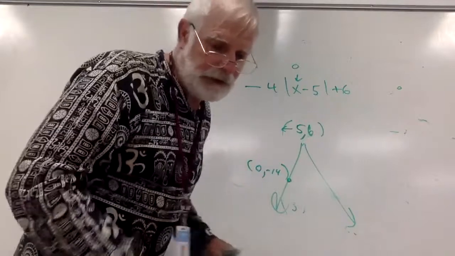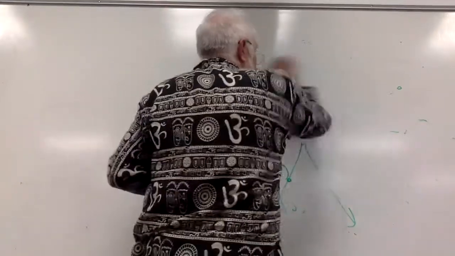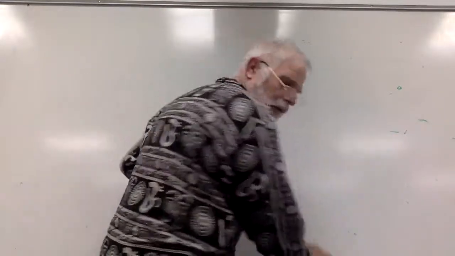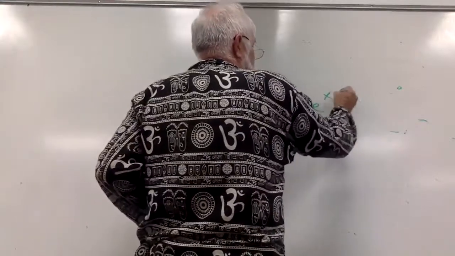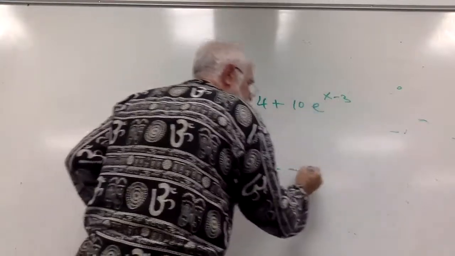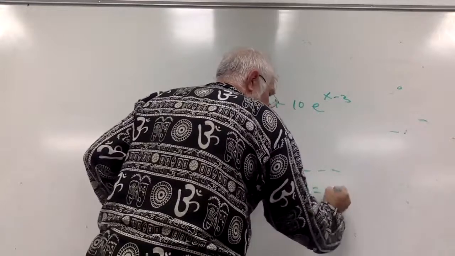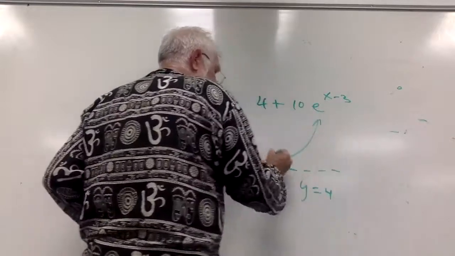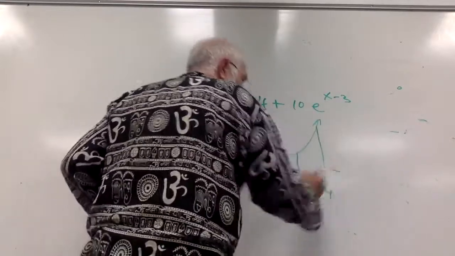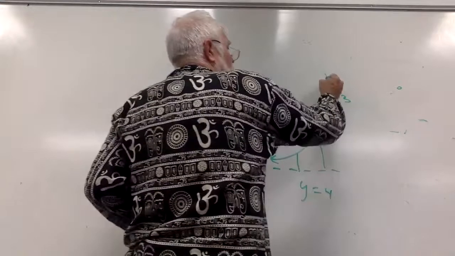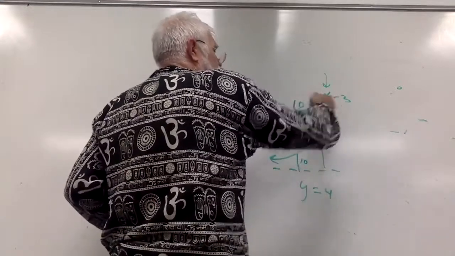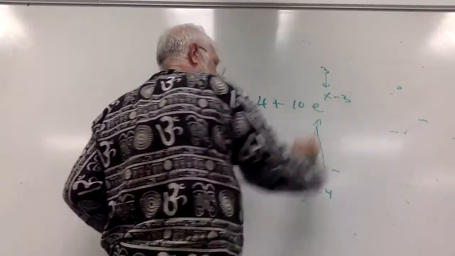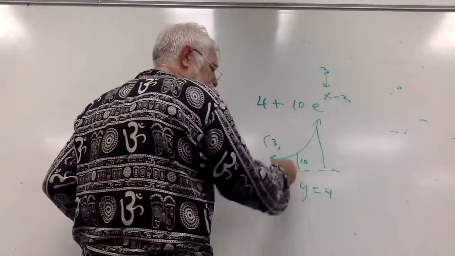4 plus 10 e to the x minus 3. 4 is the constant. That's our asymptote. E to the, we said it's best to do it as a 3-to-1 ratio. When am I going to get a jump of 10? E to the 0 is 1. That's 1 jump to 10. So x equals 3 gets me 10 units above 4.